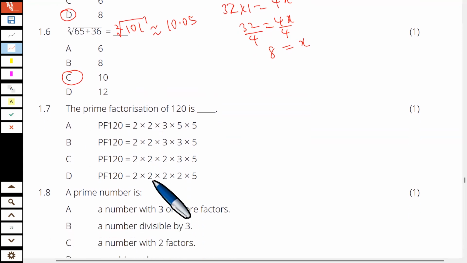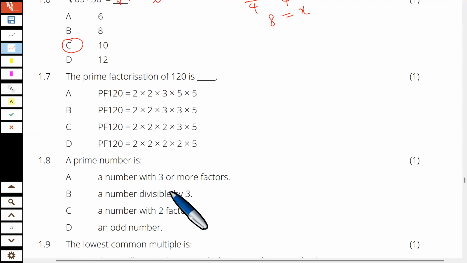Next, the prime factorization of 120. What do you think that is? 1.7, what do you think the answer is? It is C. Exactly C.